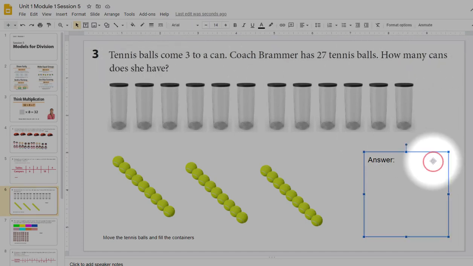And here's where you're going to click your answer. And here's your tennis balls right here, all 27 of them, and drag them up and fill them up until you get how many. Move the tennis balls to fill the container. So this is going to help you visualize division. So you're dividing up these into threes, and then put your answer.